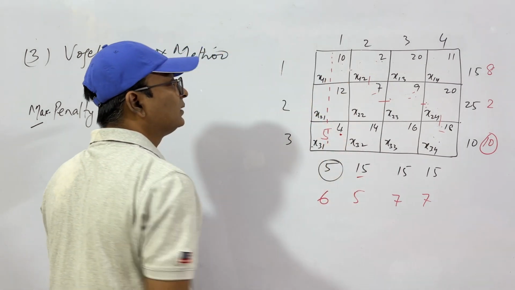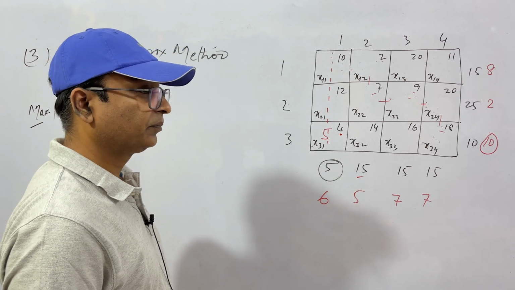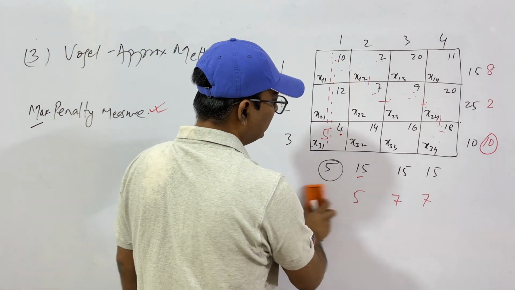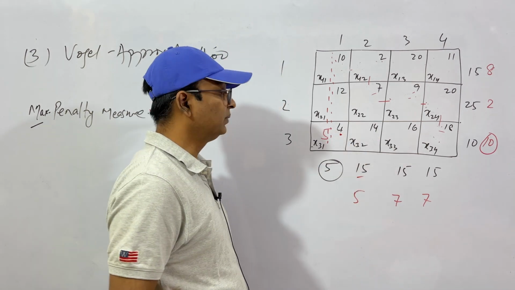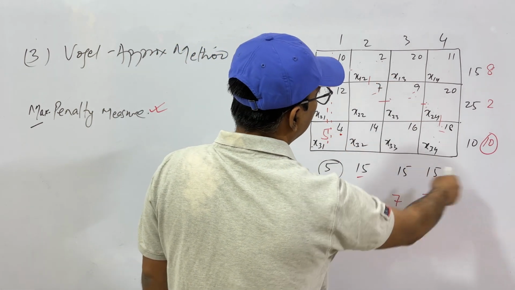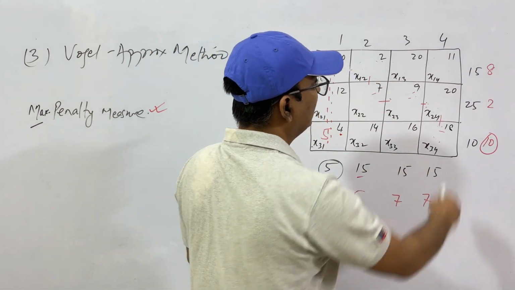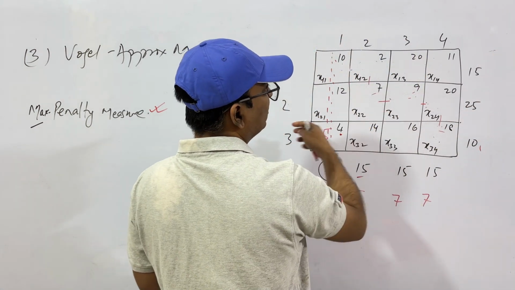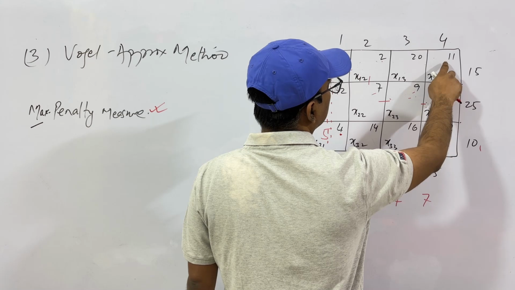We cross out this particular column. Okay, so this column is crossed out. Now again what we'll do, we'll recompute the penalty measures. These will remain the same, 5, 7, 7, because we haven't changed anything. Here this will change, now that we have crossed out this column. So now the difference is, see, 2 and 11.